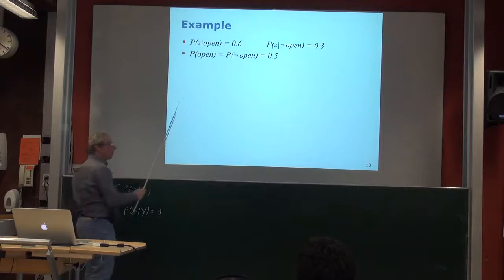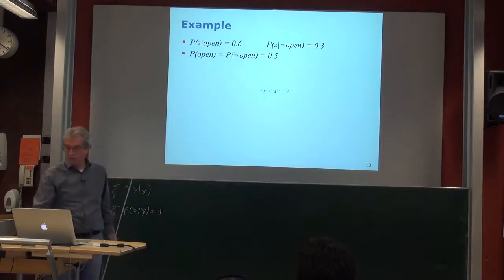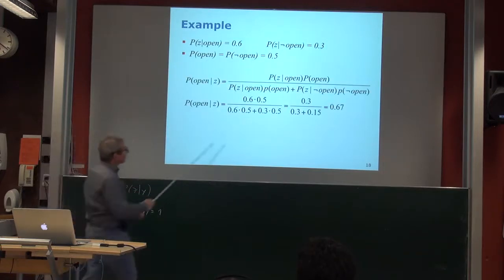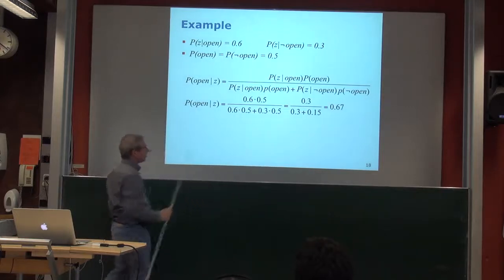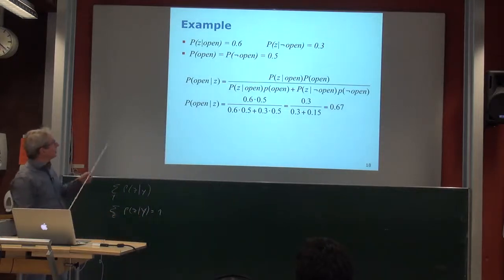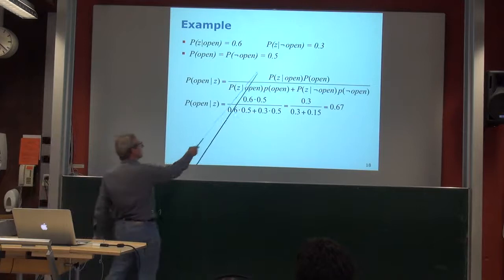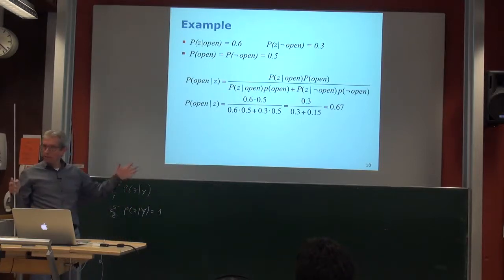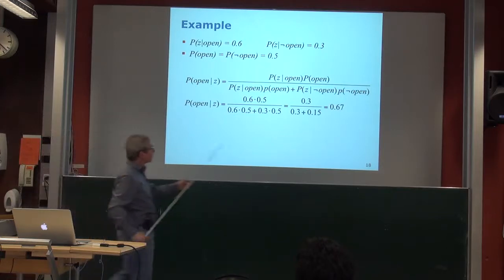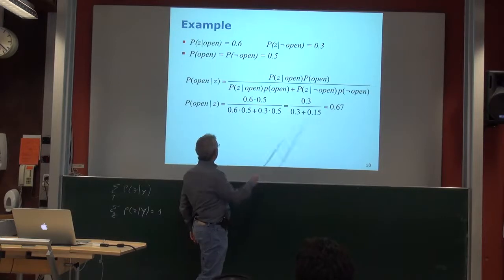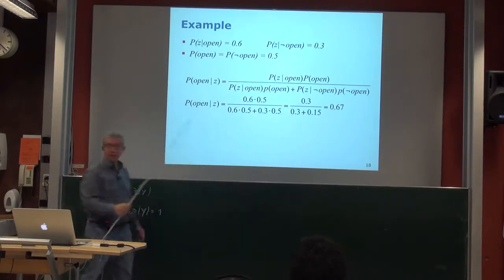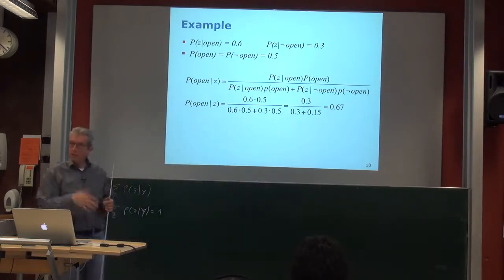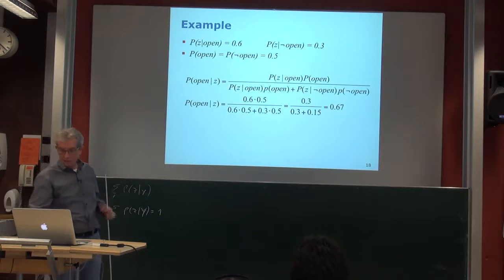And if you assume those quantities, then all you need to do is just fill in the values, and then you obtain something like 0.67. And if you compare this to the prior, we had a uniform prior, where both cases have the same probability. We are now in a situation where the probability that the door is open is actually higher than before. So this measurement somehow increased the probability that the door is open, right?